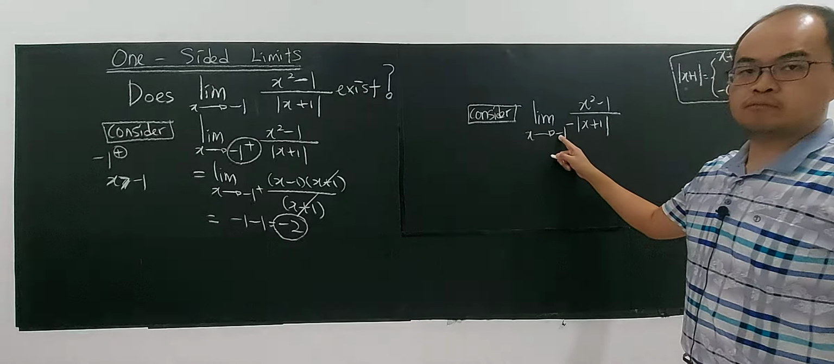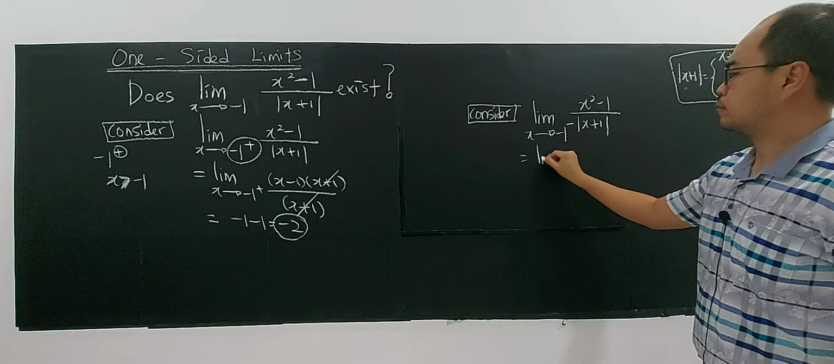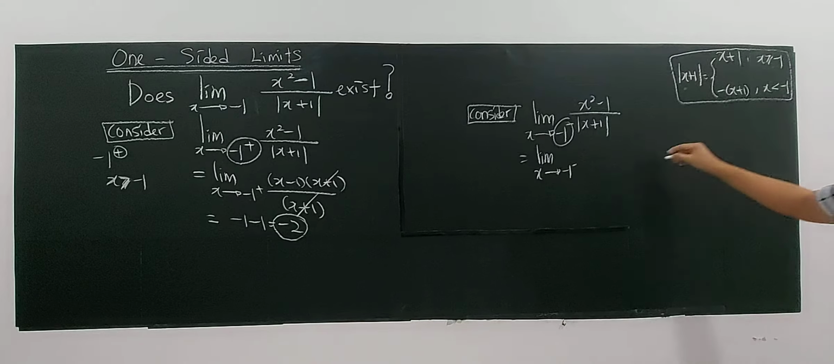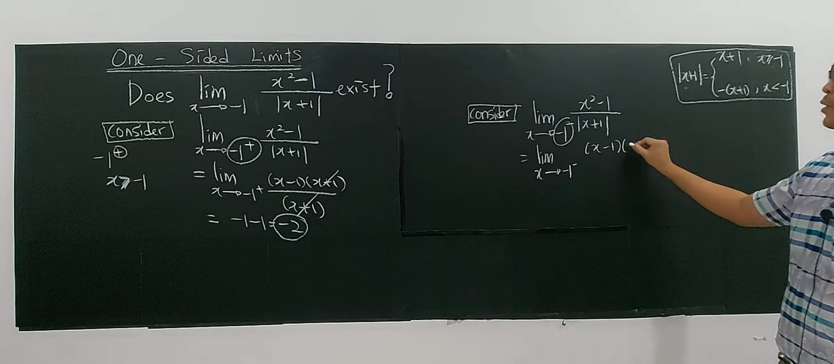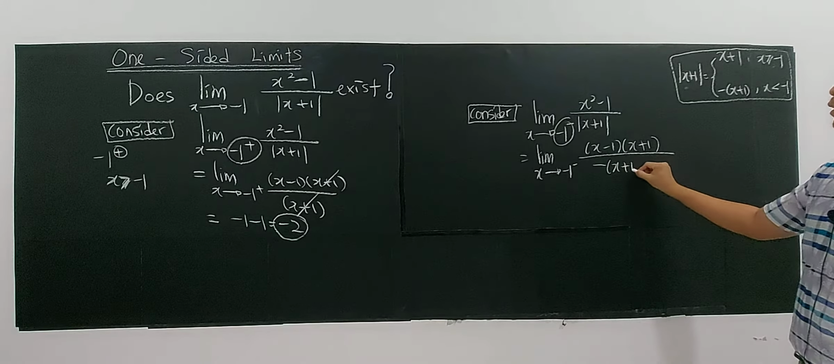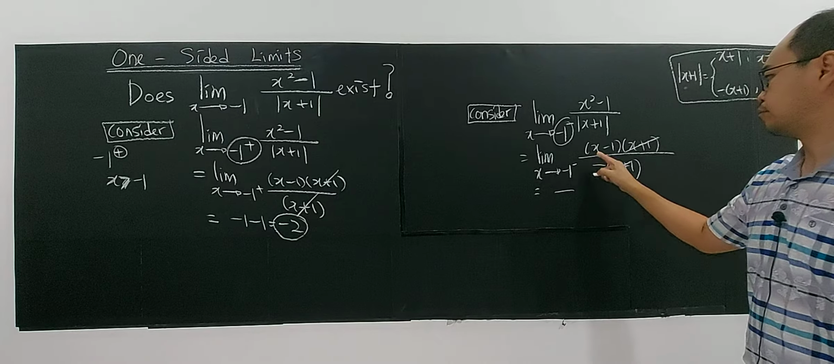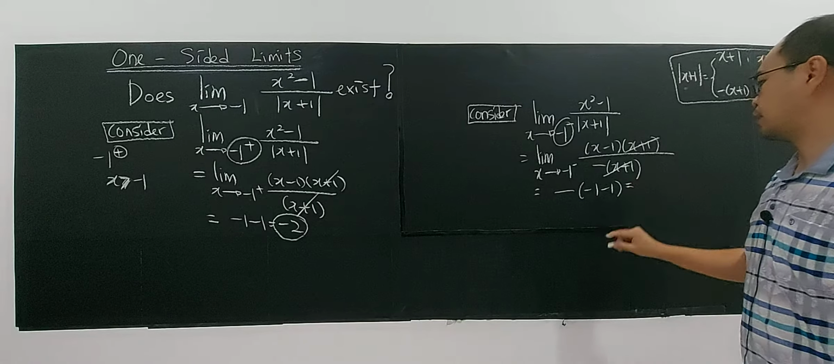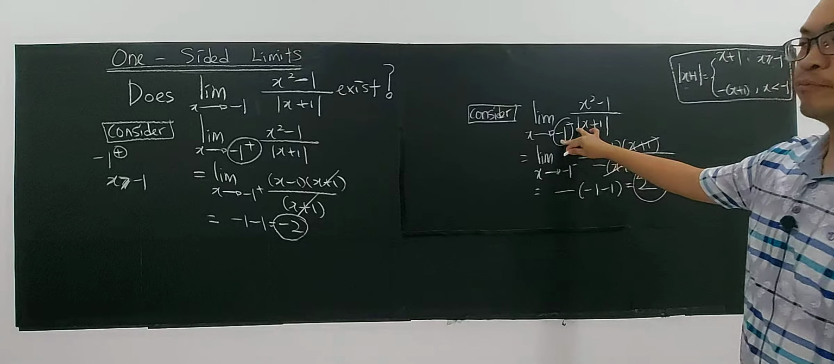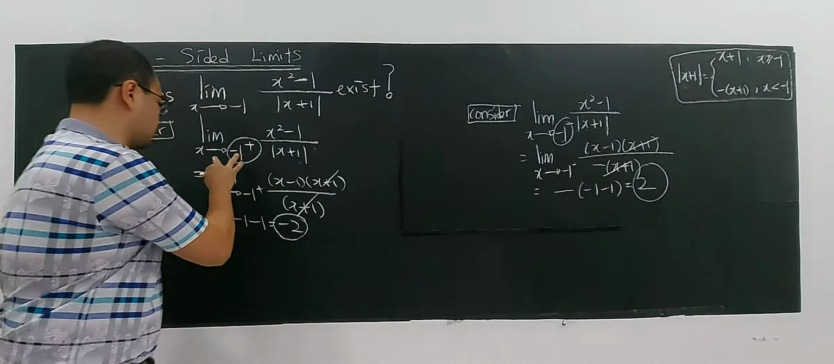Now the left hand limit, where x approaches -1 from the left. -1 from the left means a number that is less than -1. I can factorize directly, x minus 1 times x plus 1, and the modulus of x plus 1 is replaced by negative x plus 1. Substituting -1, you get the negative of -1 minus 1, which is -2, giving +2. So the limit from the left of -1 is 2 for the same function, and from the right you get -2.